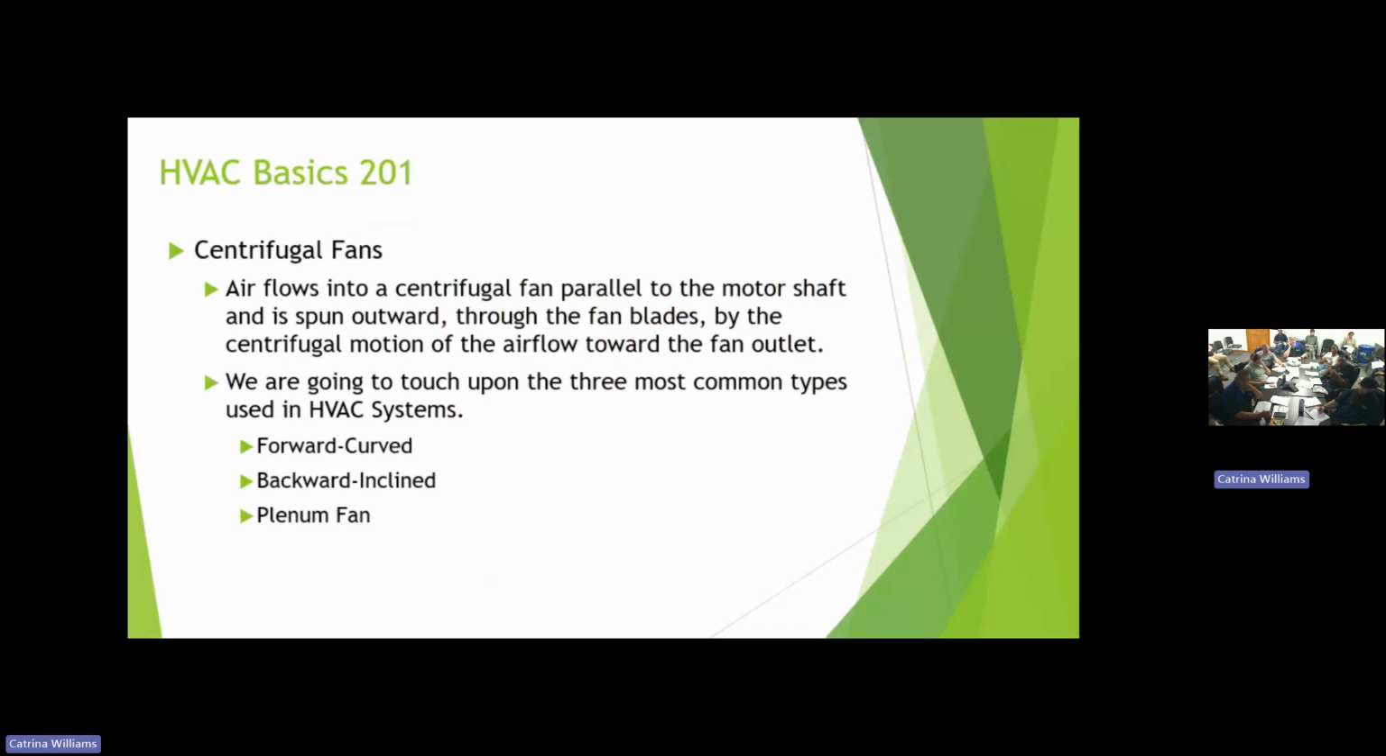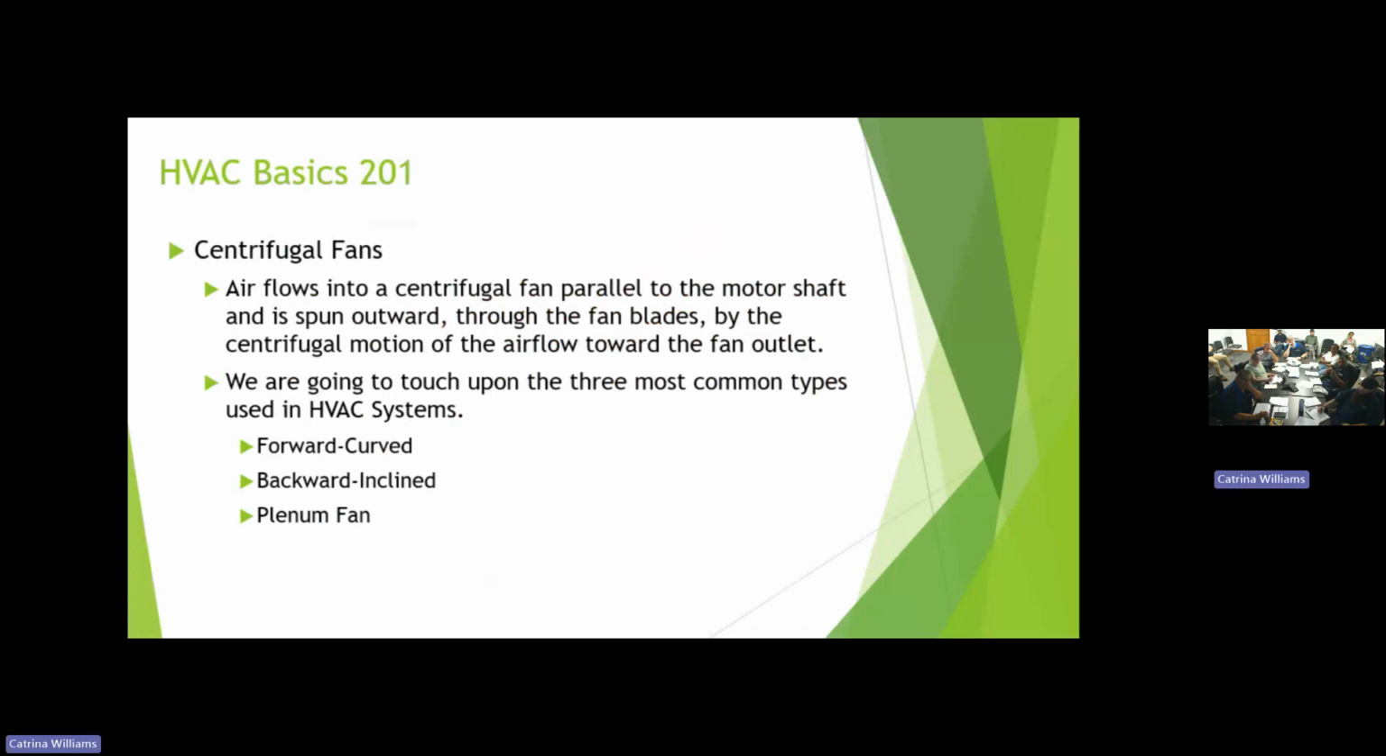The forward curve is by far the most common, just because it's the most economical type of fan, relatively simple to stamp out the blades and put them together. And they're very efficient for low static pressure applications. You start getting high static pressures because of ductwork, components, whatever it might be, and they start having some shortcomings and they can't keep up with the pressure you need.